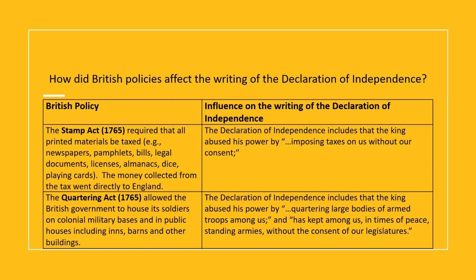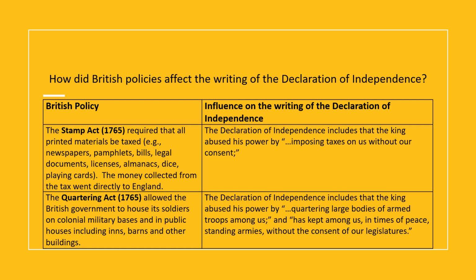So the Declaration of Independence says that the king abused his power by quartering large bodies of armed troops among us and is kept among us in times of peace, standing armies without the consent of our legislatures, meaning that the colonists had legislatures, they had state legislatures and lower government level legislatures, and they were not even asked what their point of view was about whether the British government could come in, even when there was no conflict, and be housed on military bases and in public houses, etc.